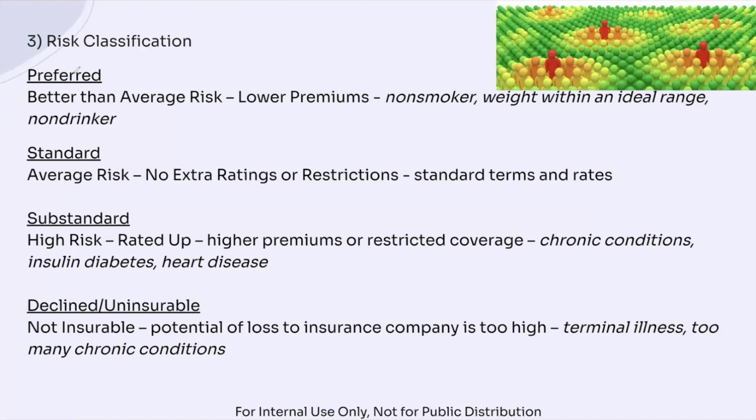Now with standard, this is average risk, right? So there you don't get to pay lower premiums, but you also don't need to pay higher premiums. So it will just be the standard terms and conditions. Now, with substandard, these are individuals with high risk. So there might be individuals with chronic conditions. They might be suffering from diabetes. They might have heart disease. So in this case, they will need to pay higher premiums.